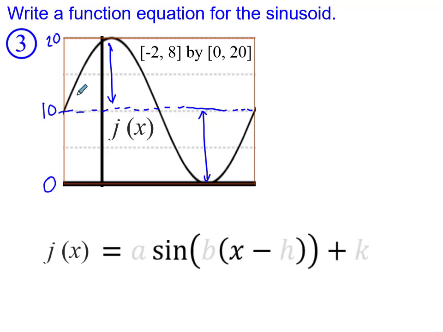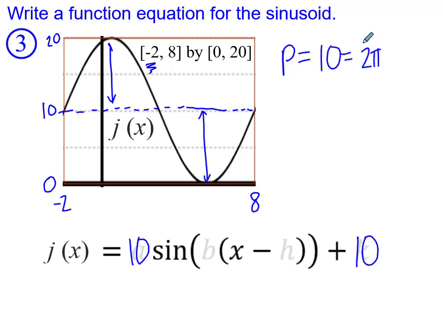And since this sinusoid is starting with a mountain instead of a valley, we'll put a positive 10 for the A value in front. That vertical translation is also 10. We see only one period here spanning the whole width of the window. Now, the width of the window goes from negative 2 x value to positive 8 x value. So that's 10, right?